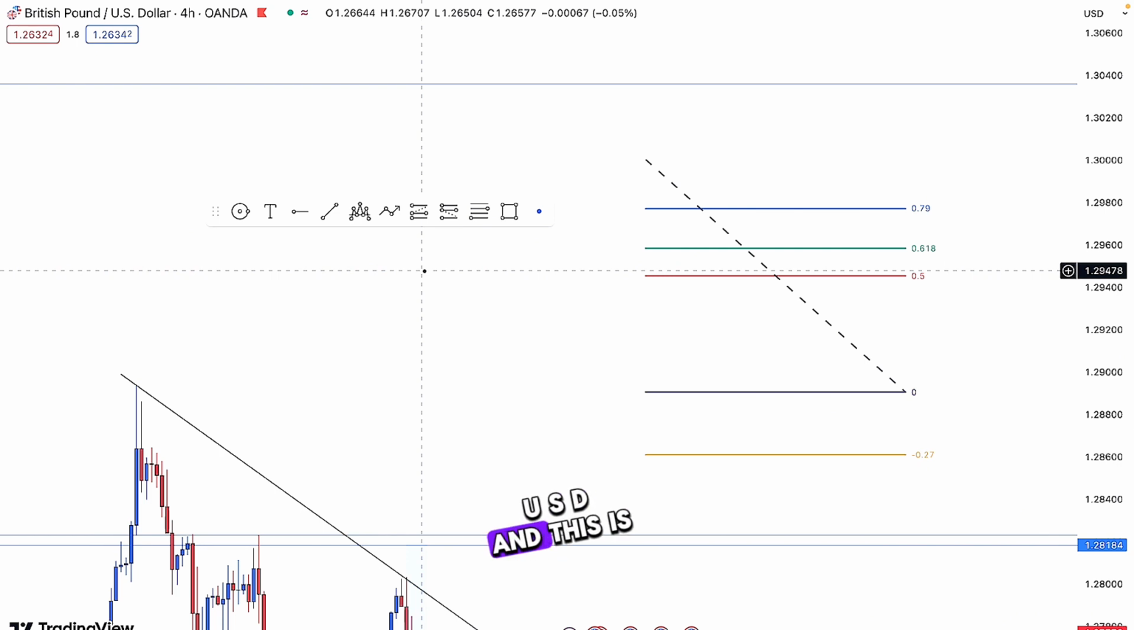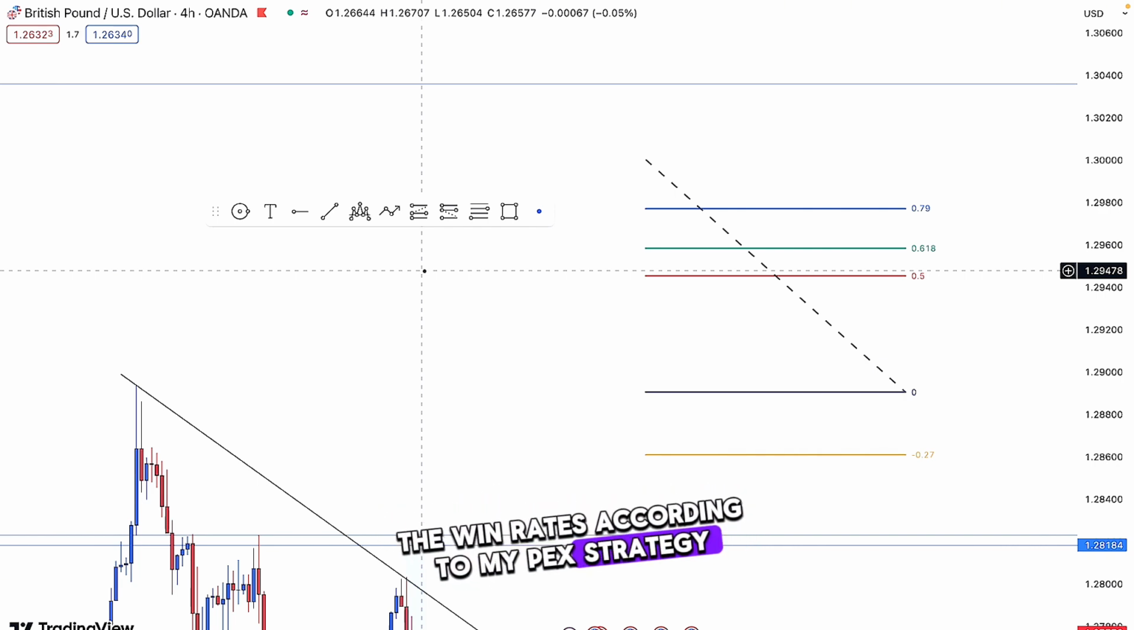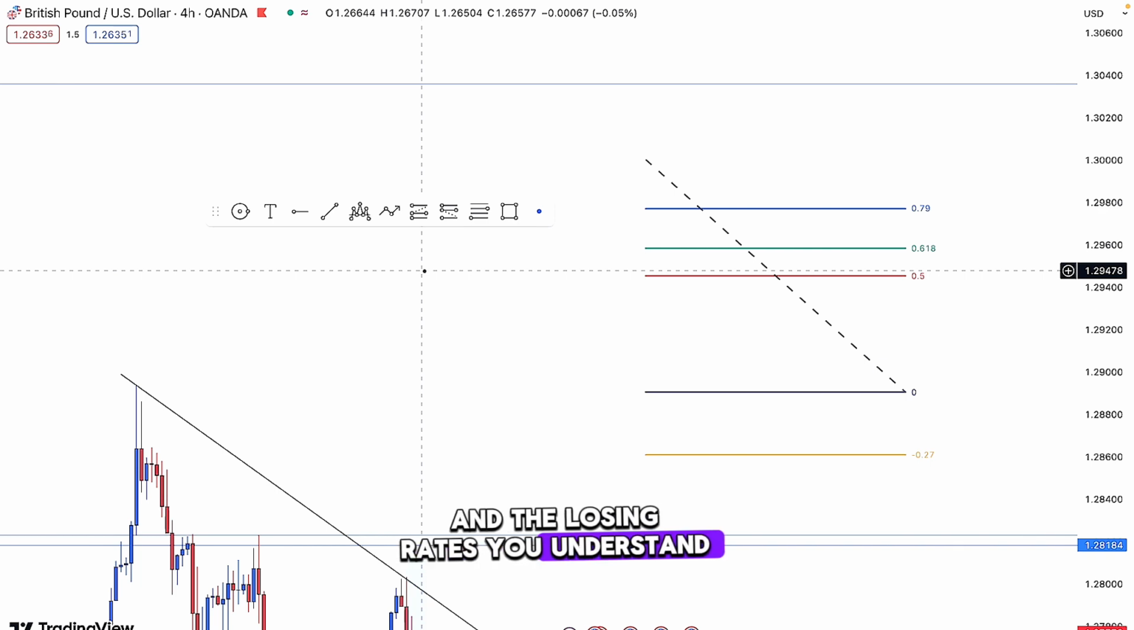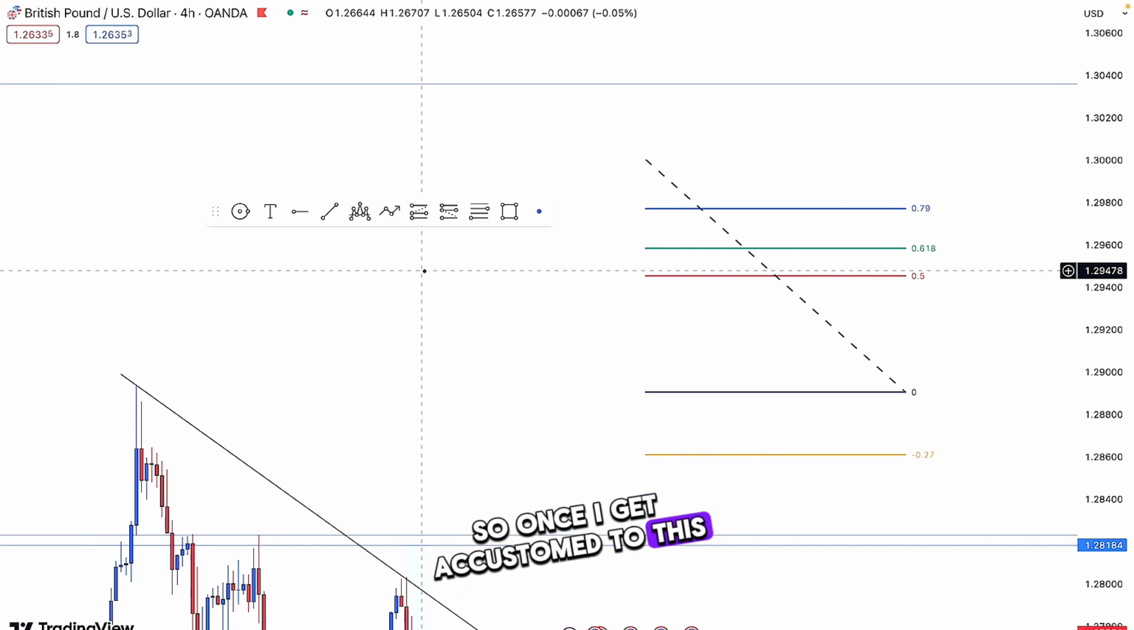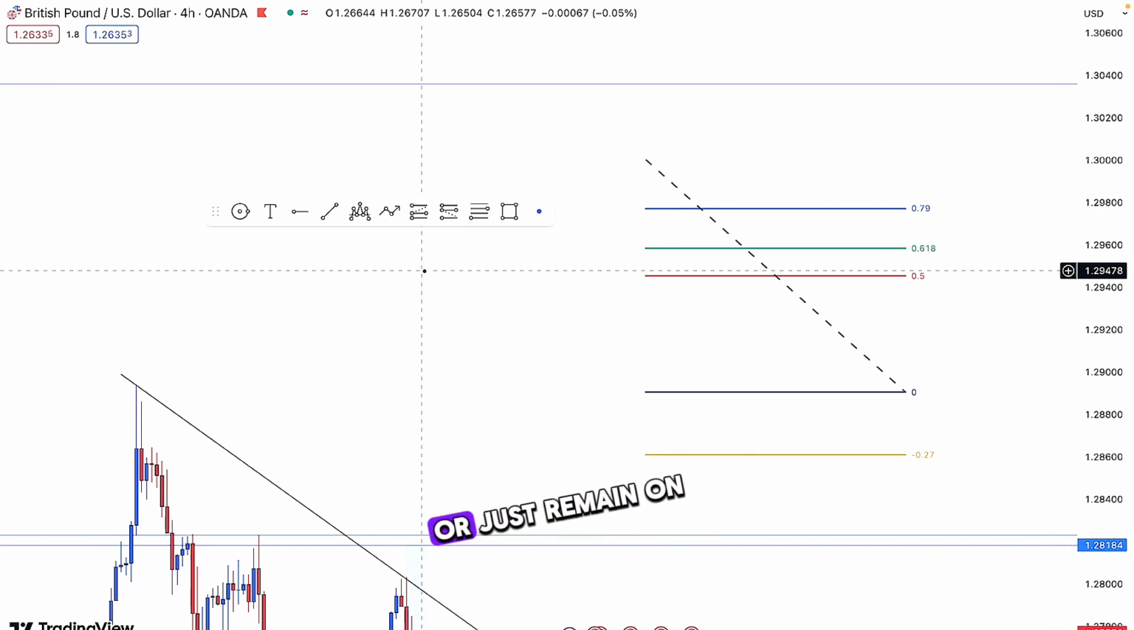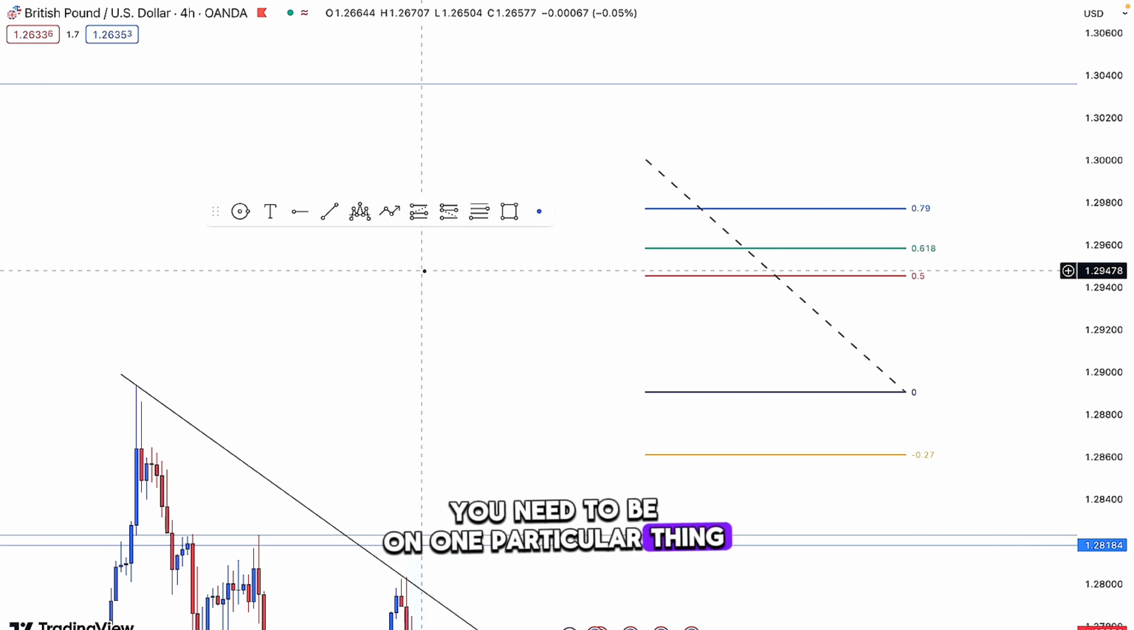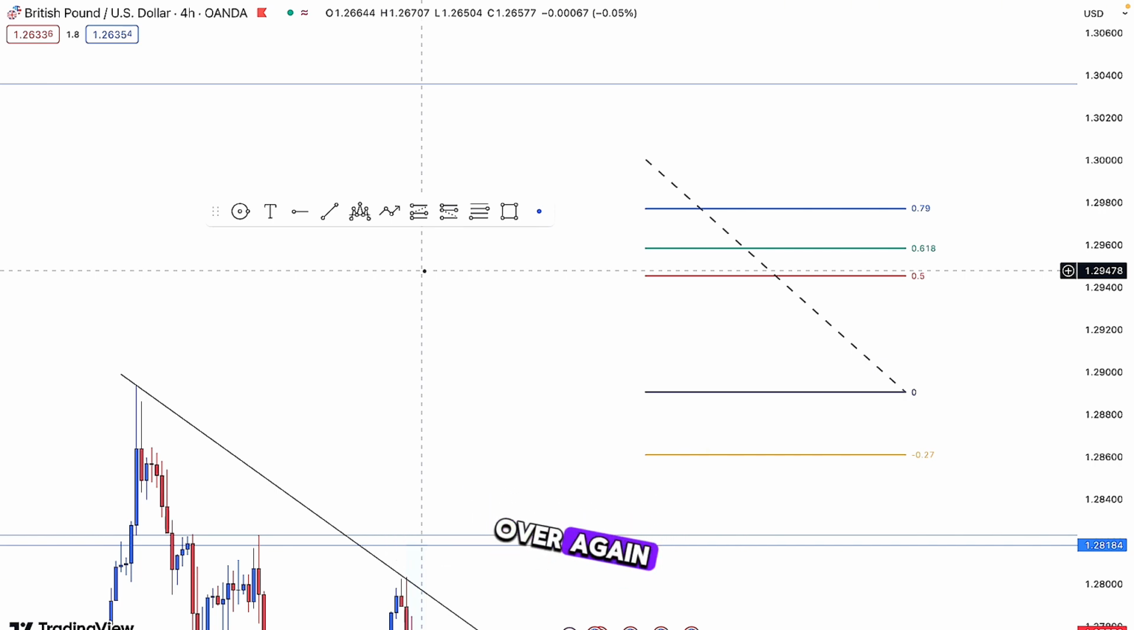This is GBP USD, and this is the only pair I trade for now, because I want to have an in-depth understanding of this pair, the wins and losses, the win rate according to my strategy, and the losing rate. Once I get accustomed to this, then I can fly to any other pair or just remain on this. But in order for me to develop that discipline, I need to be consistent in one thing. For you to be consistent, you need to be on one particular thing. Master it, do it over and over again, even on the wins and the losses.